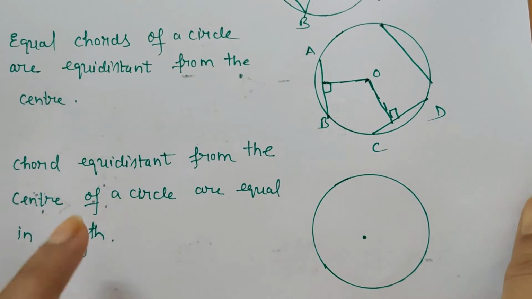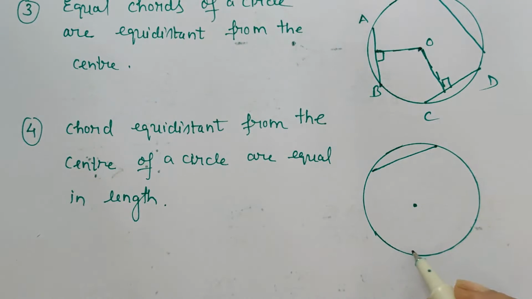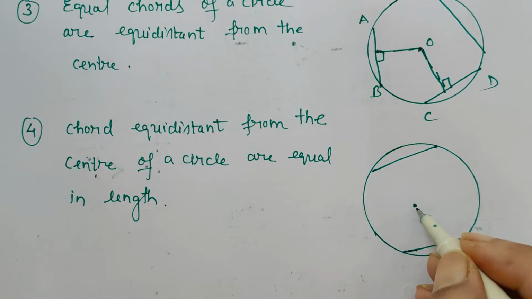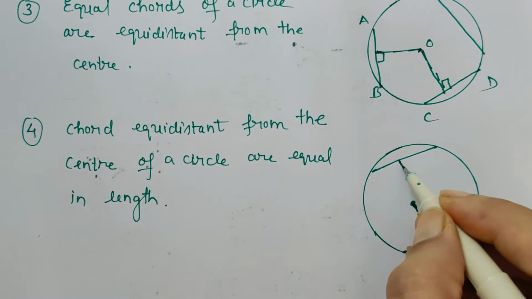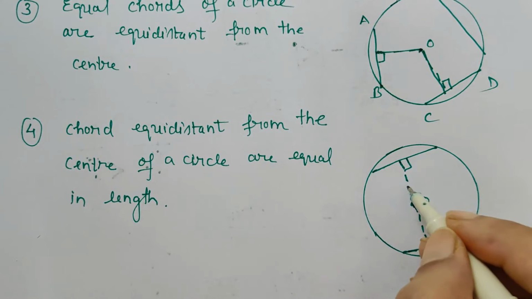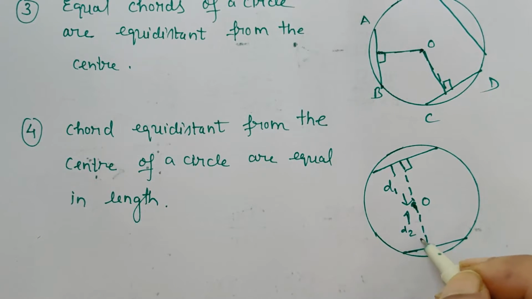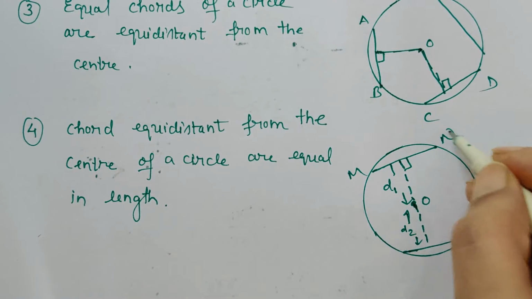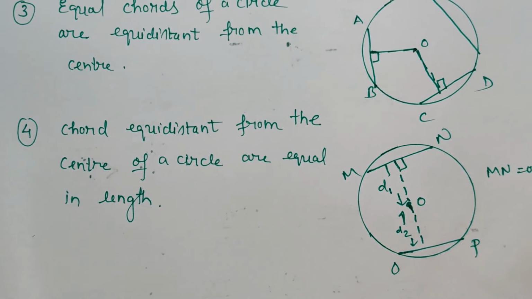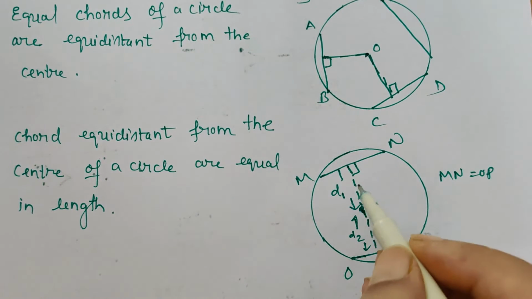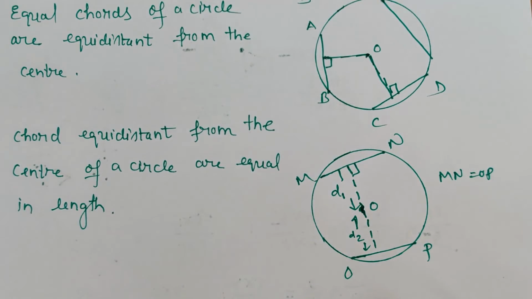What will the reverse say? The reverse would be, if any two chords, let us say this chord and this chord, are at equal distance from the center, let us say O is the center point, for example, this is D1 and this is D2, then the chord lengths will also be equal. That means MN will be equal to OP. MN will be equal to OP. This holds when the chords are equidistant from the center, then their length is also equal.